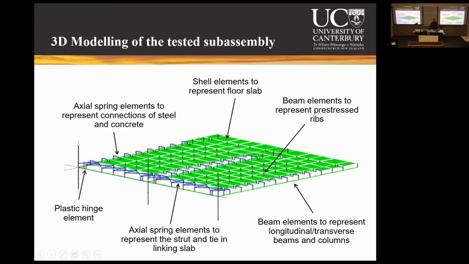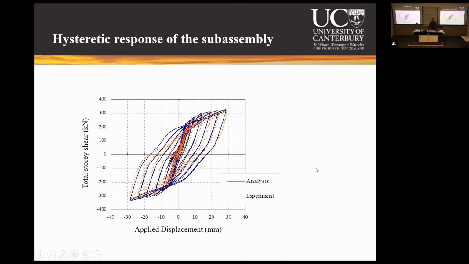This was modeled, again in Ruamoko, using the plastic hinge element at the end of the beams. But for the plastic hinge element, we had a very preliminary version of 3D, because we had developed it in a 1D setting, and for this we had to take into account the other direction as well. All other elements were shell elements to represent the floor slab, because it was a precast rib and raft system. So beam elements represented the pre-stressed rib, and there were beam elements for the normal transverse and longitudinal beams. And this is the analytical and experimental load displacement relationship.